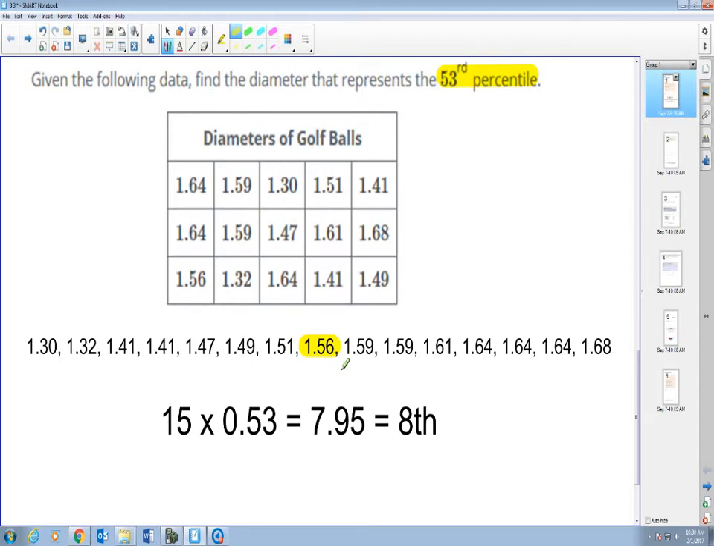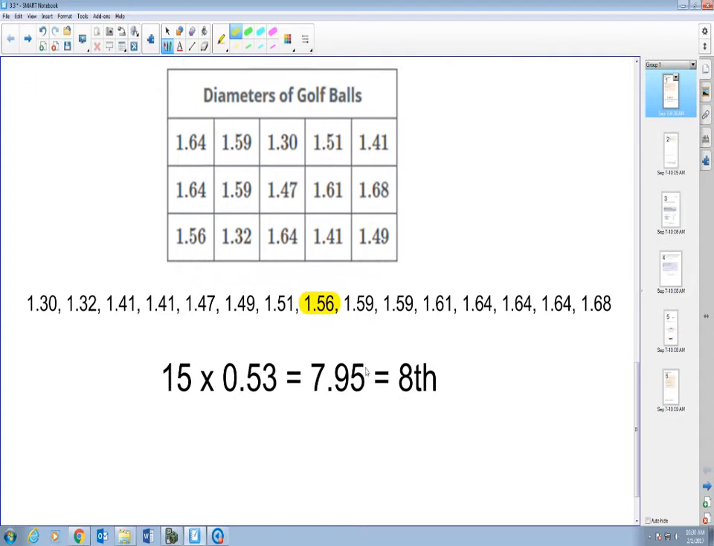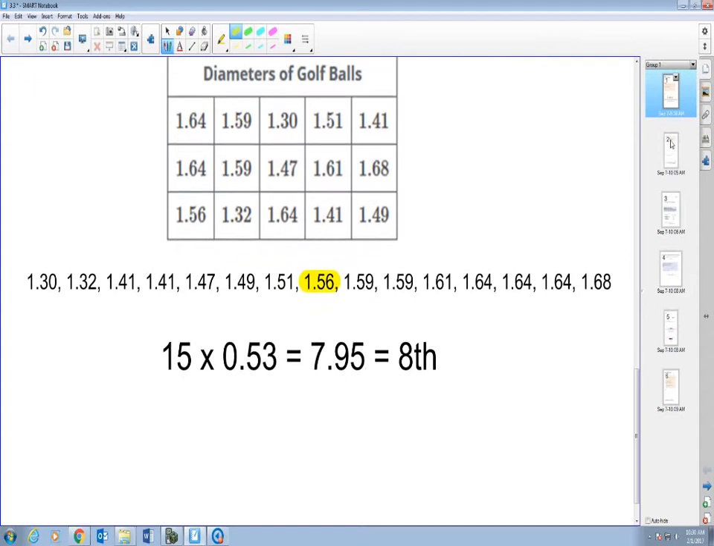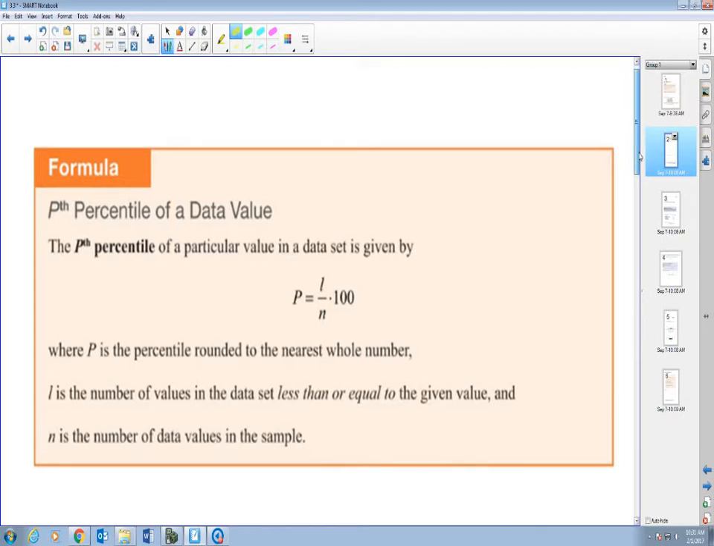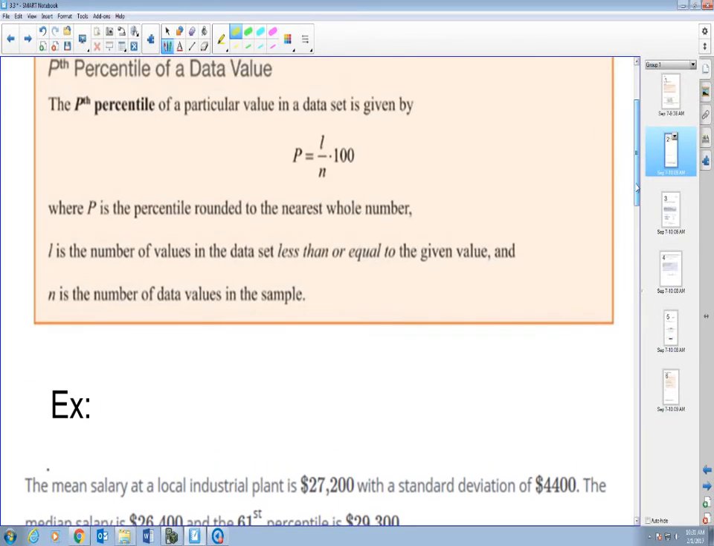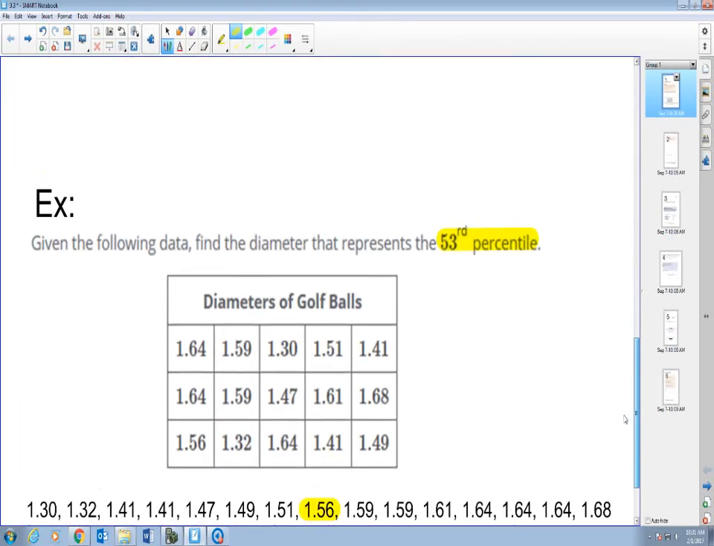All right, vice versa: the percentile of a data value. This time we're going to have a data value and see what the location is. So L really represents the location of your data, divided by sample size, times 100. We're going to do this backwards a little bit. Let me go back to the previous example.